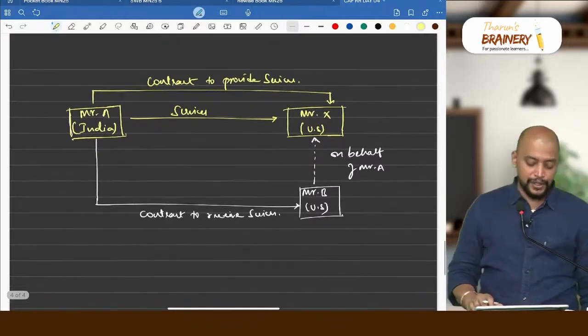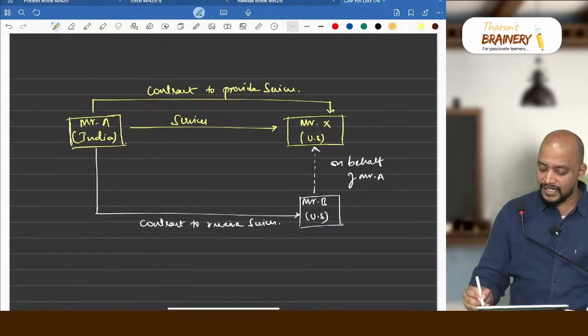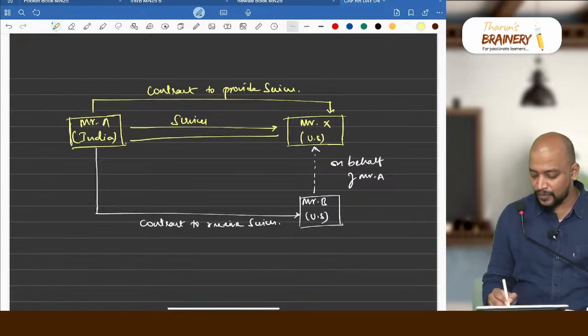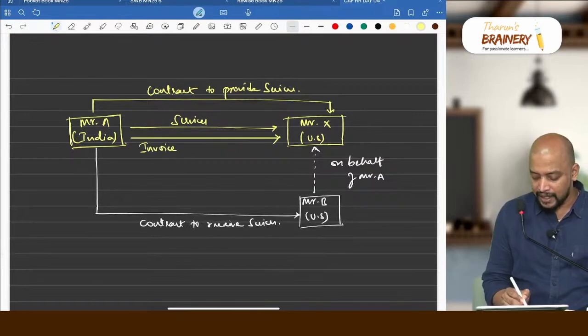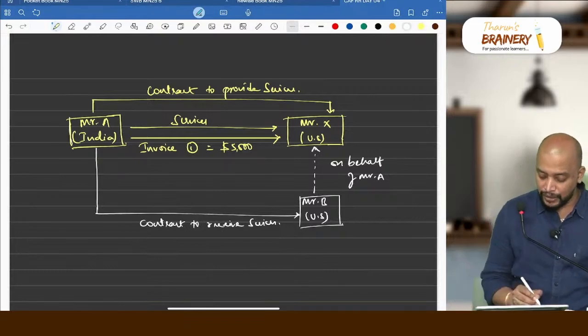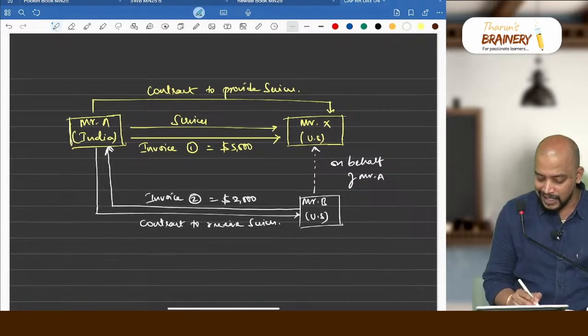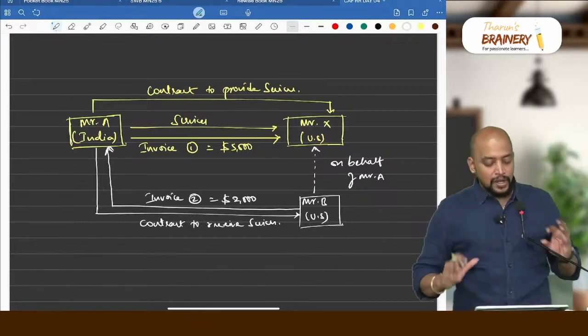Now, who will raise an invoice to whom? Invoice number 1 will be raised by A to X. Invoice 1 is for, say, $5,000. Now invoice number 2: who will be raising invoice number 2 to whom? B will be raising invoice number 2, for $2,000, to A.